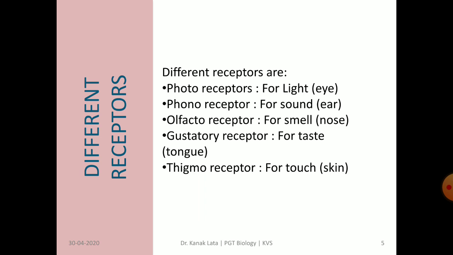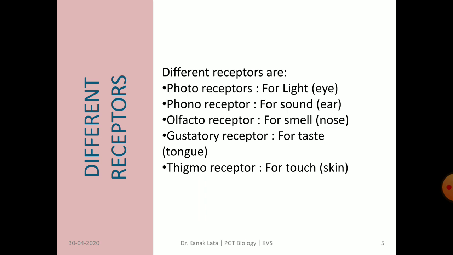Now we will study the different receptors present in our body. There are 5 different receptors. They are photoreceptor, phonoreceptor, olfactoreceptor, gustatory receptor, and last, thigmoreceptor. Photoreceptor is for light, and the sense organ associated with it is the eye. Phonoreceptor is for sound, and which sense organ is associated? The sense organ associated is the ear.